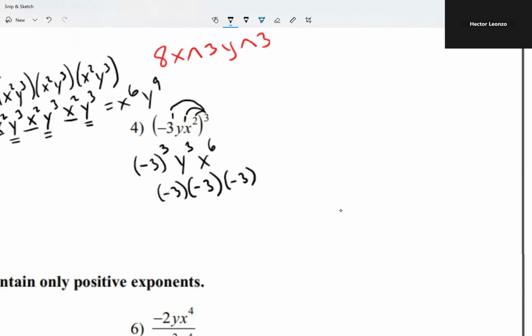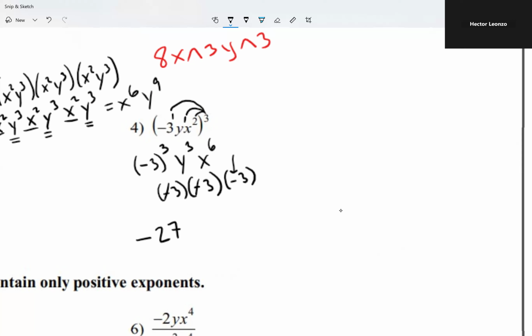Okay, looking at the symbols. Oh, there's a bunch of negatives. Let's take a look at the symbols. I know two negative signs make a positive. So those become positive, but I still have one negative sign, so my answer will still be negative. Let me bring my sign. 3 times 3 times 3. I know 3 times 3 is 9, and 9 times 3 is 27.